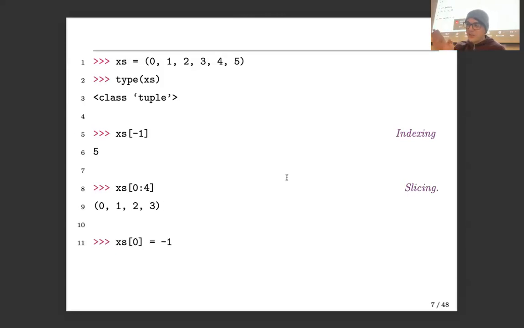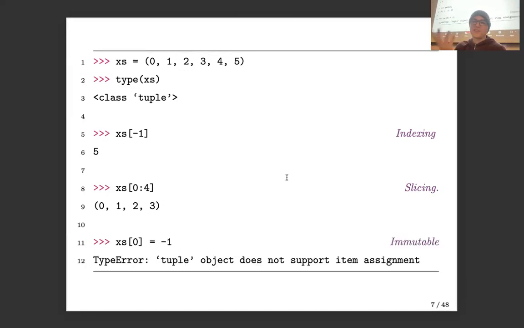But it's immutable. That means we're not allowed to change anything about the tuple. So if I try to change something about the tuple, what do we expect this to do? Yeah. Tuple does not support item assignment, or generally speaking, tuples are not mutable. Okay. So once you have a tuple, it's static. You can't change it.